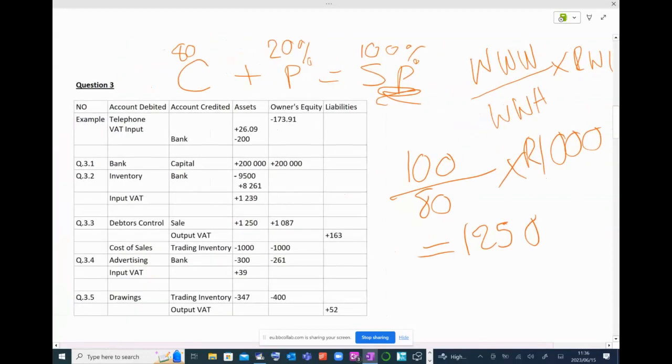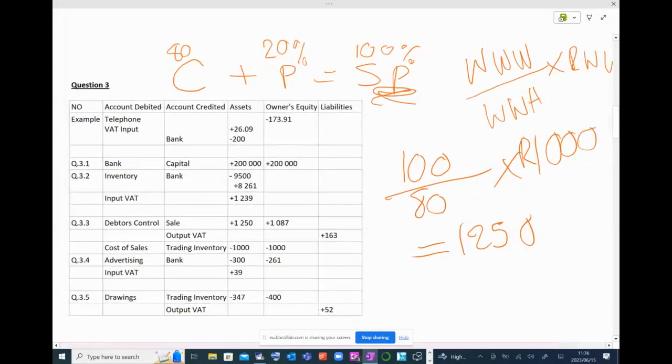That's fine. Then I think we're on the last transaction. The owner took goods for personal use at the selling price. Can you see? This is how they're tricking you guys. We record drawings at cost price, but here they're giving us the selling price. They must just give us the right information, right?